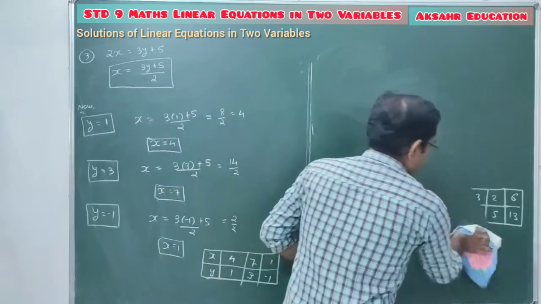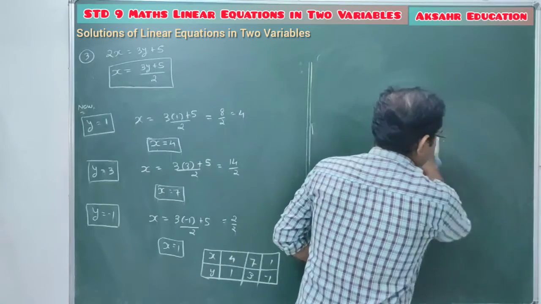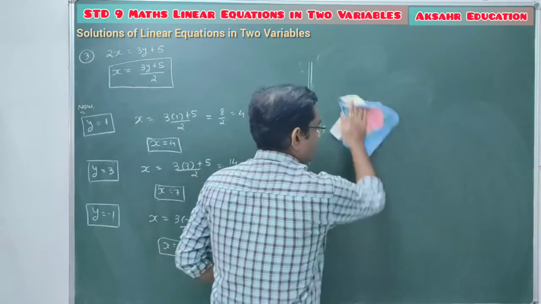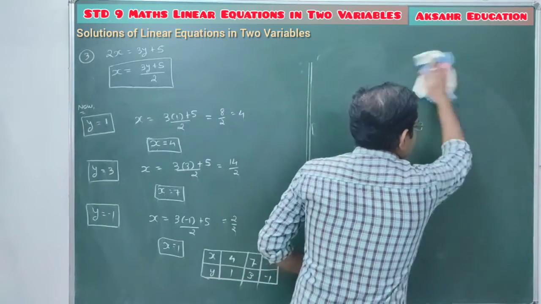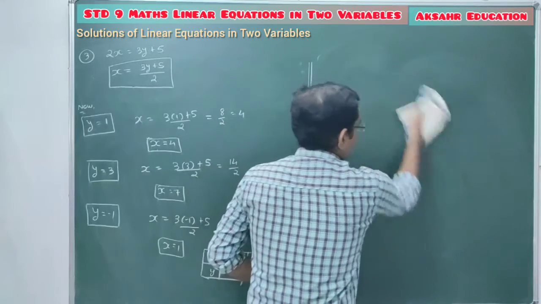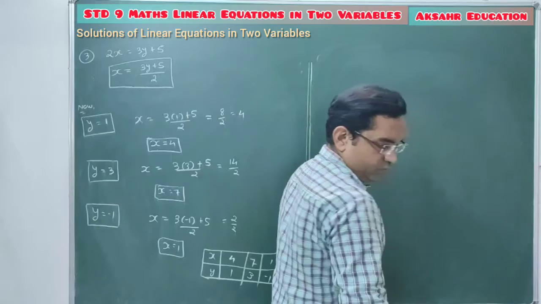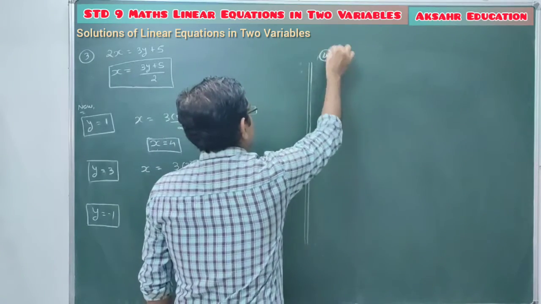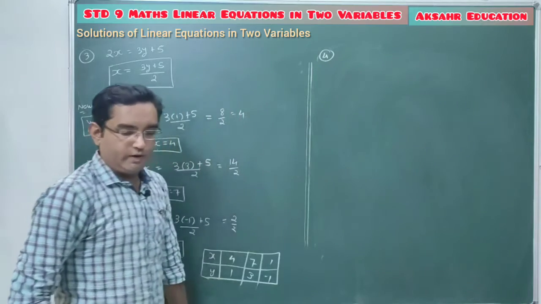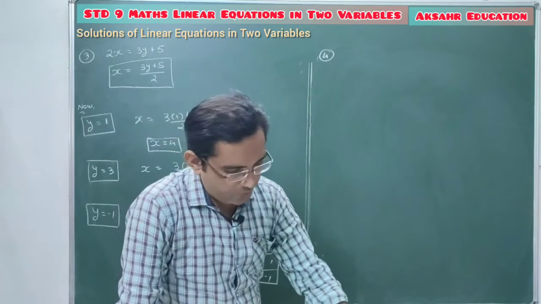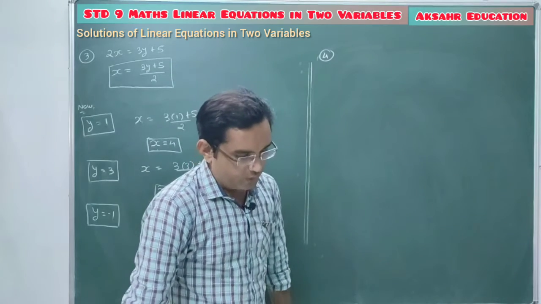Now consider one more sum. Equation may be like that. Find 5 different solutions for the given linear equation in 2 variables, or you may also be asked to draw the graph of the given linear equation in 2 variables. To draw the graph you require minimum 2 solutions, that means minimum 2 solutions are required to draw the graph of any linear equation in 2 variables.